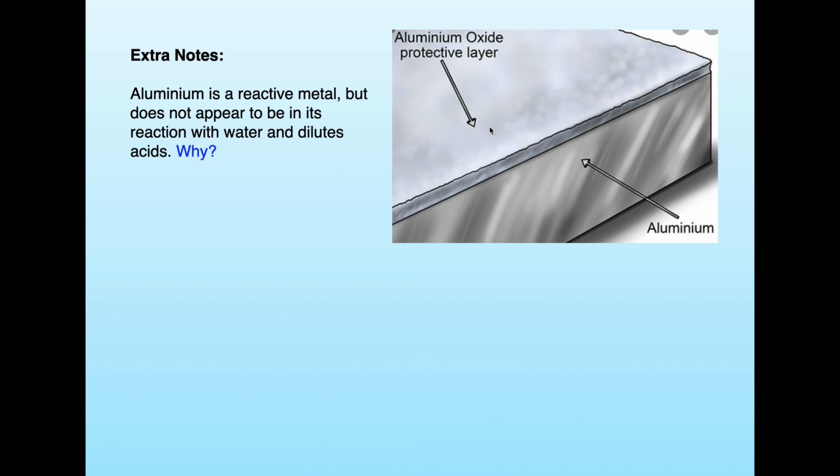Right, some extra notes about metals and their reactivity. Aluminium is a reactive metal, but it doesn't really do what we expect it to do. It doesn't appear to be reactive, and we have to work out why. And the reason is that aluminium quickly forms an oxide layer of aluminium oxide on its surface. And that aluminium oxide layer prevents further reaction. It stops the aluminium reacting with, for example, dilute hydrochloric acid even. It reacts very slowly at first while the oxide layer is dissolved. So it apparently is much less reactive than it actually is.